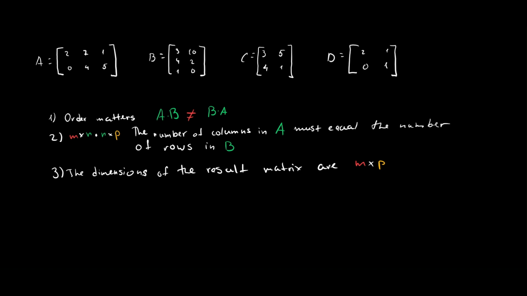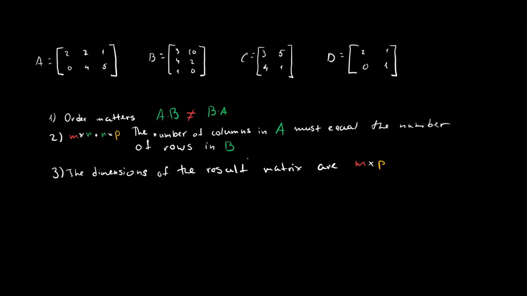The first rule we have is that order matters. Multiplying matrix A by matrix B is not equal to multiplying matrix B by matrix A. Most of the time you're going to get different results.